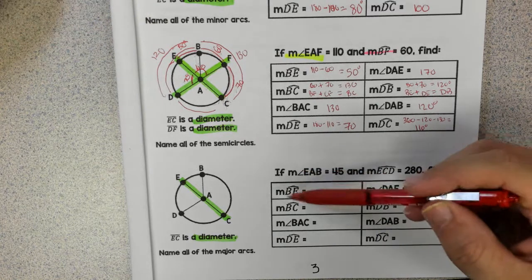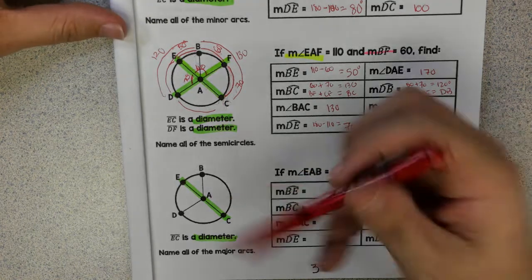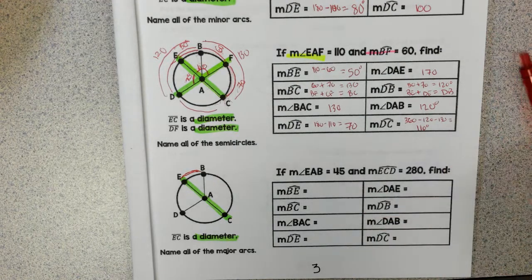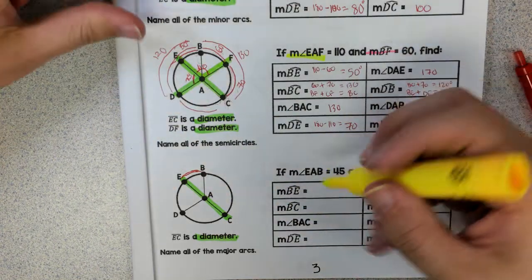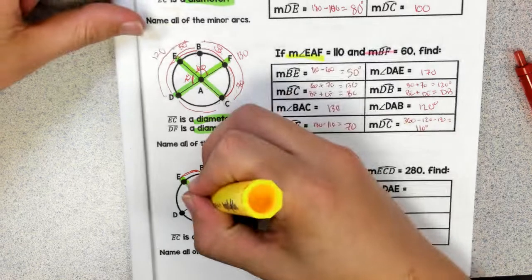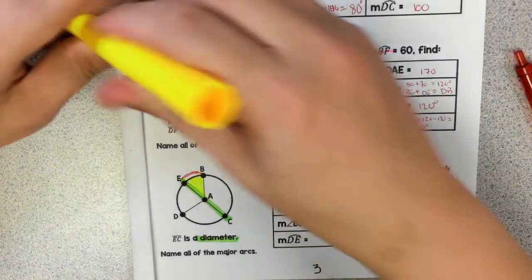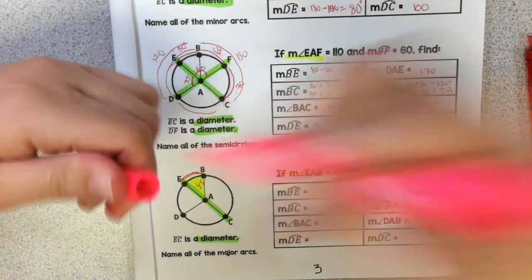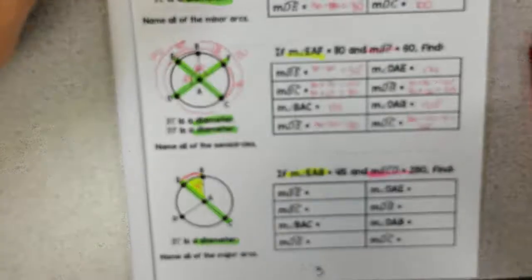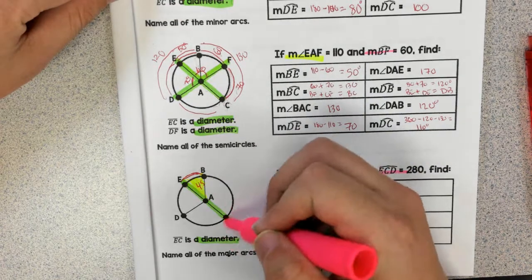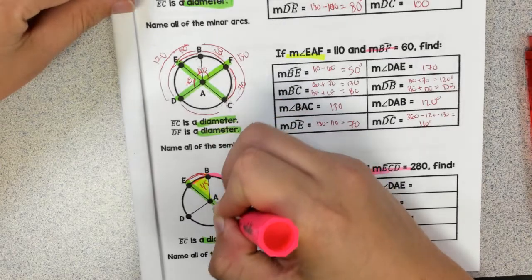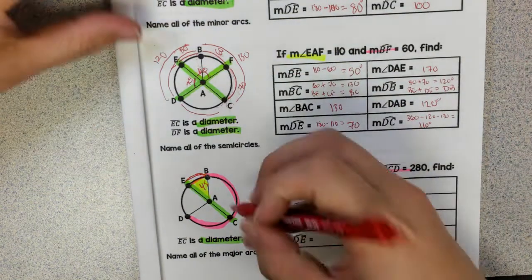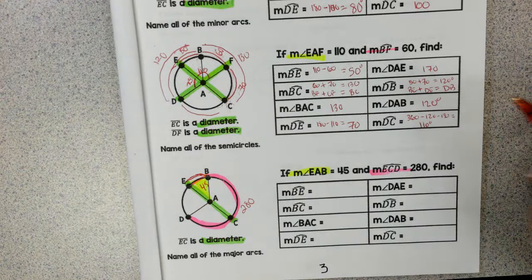So the measure of arc BE, so we need to find this little arc right here. But first let's label what they gave us. They told us that EAB, or the internal angle of EAB, is 45, so that piece right there is 45. They also told us that the measure of arc ECD is going to be 280, like so. Okay, now we're cooking.